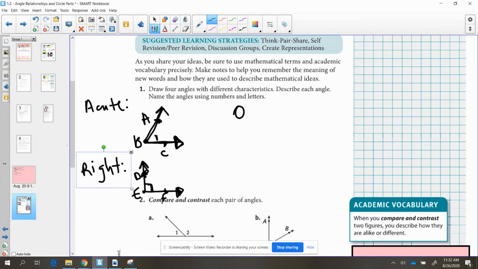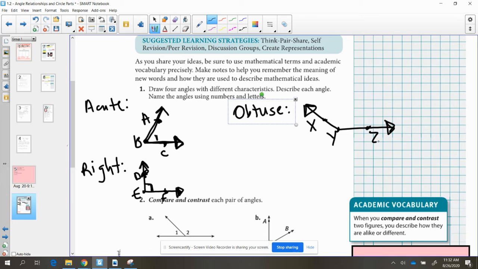Now, our next type of angle we talked about is an obtuse angle. And an obtuse angle is when your angle is bigger than 90 degrees, but less than 180 degrees. So we'll call this angle X, Y, Z, or maybe we can call it angle 3 because it's the third one we talked about. This was angle 2. And notice this is between 90 degrees and 180 degrees. It's a little bit wider.